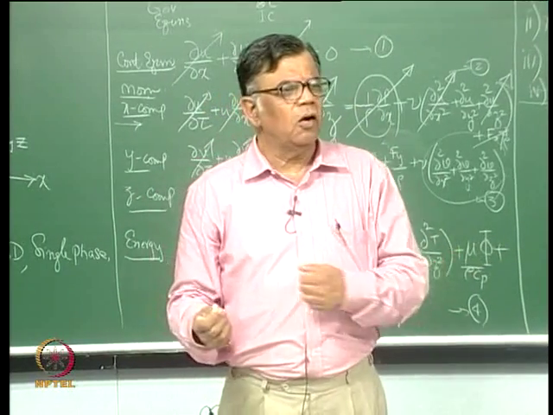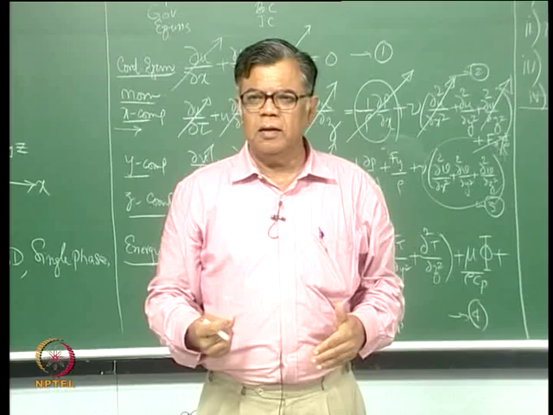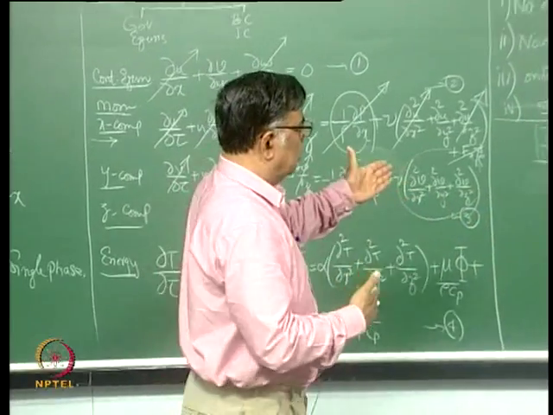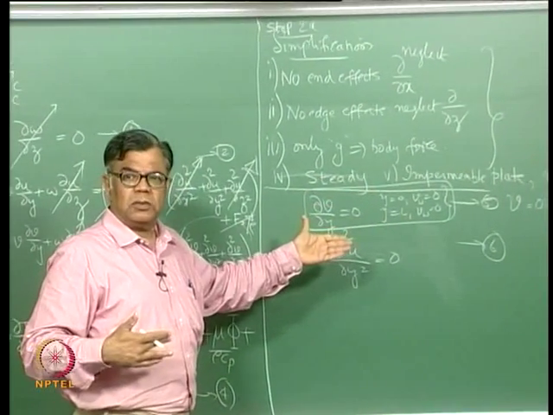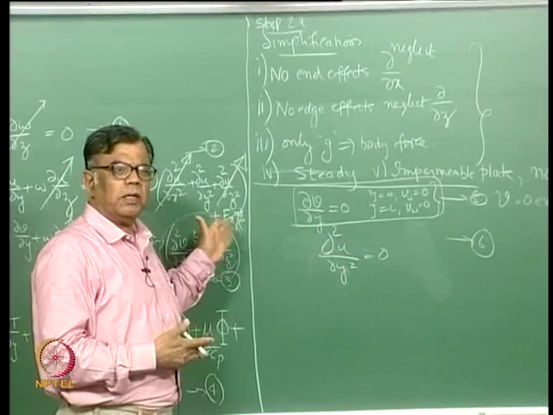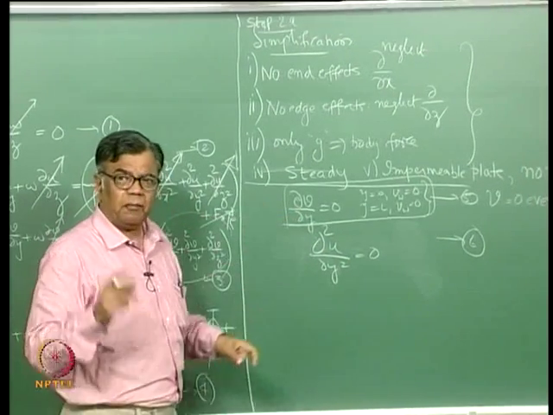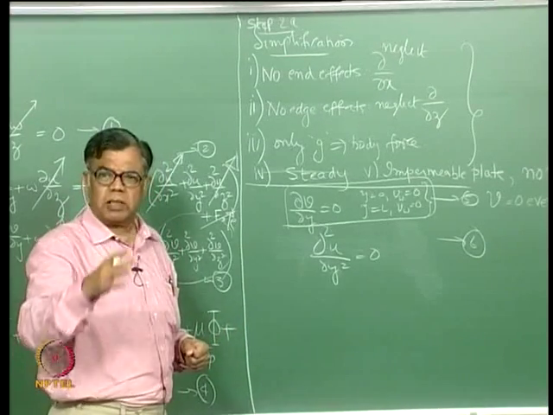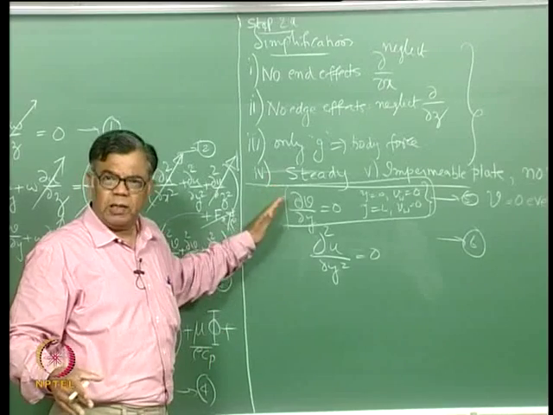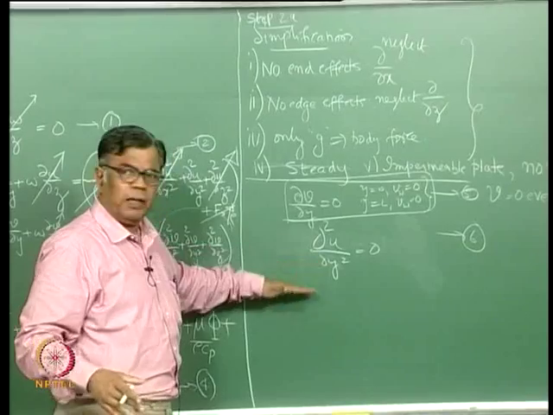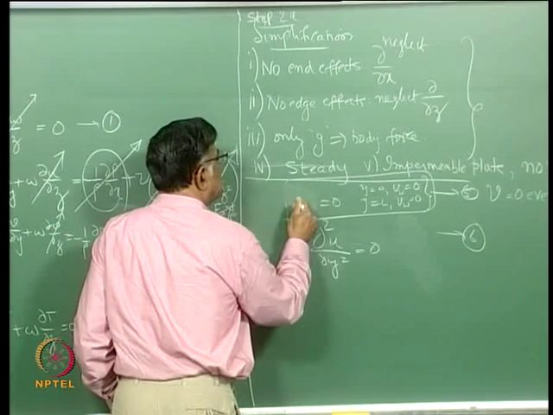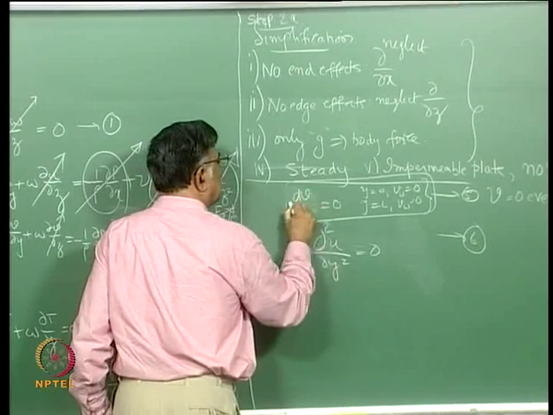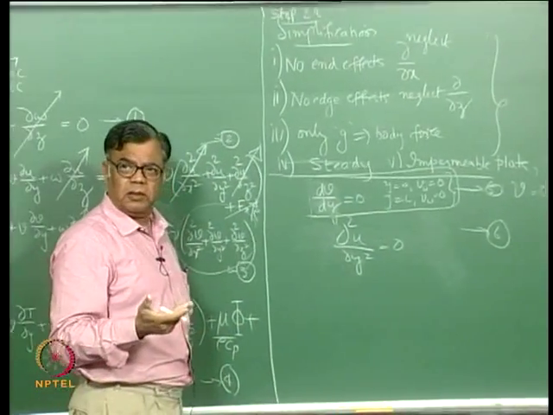What have you done in one shot? All the convective terms are gone, viscosity is there. But because of this new condition, it has come down to del square u by del y square. It is only in the y direction that every equation is coming along now. This is v del v by del y, del square u by del y square. You can as well change the del to d, that is it. So now it is coming into an ordinary differential equation.